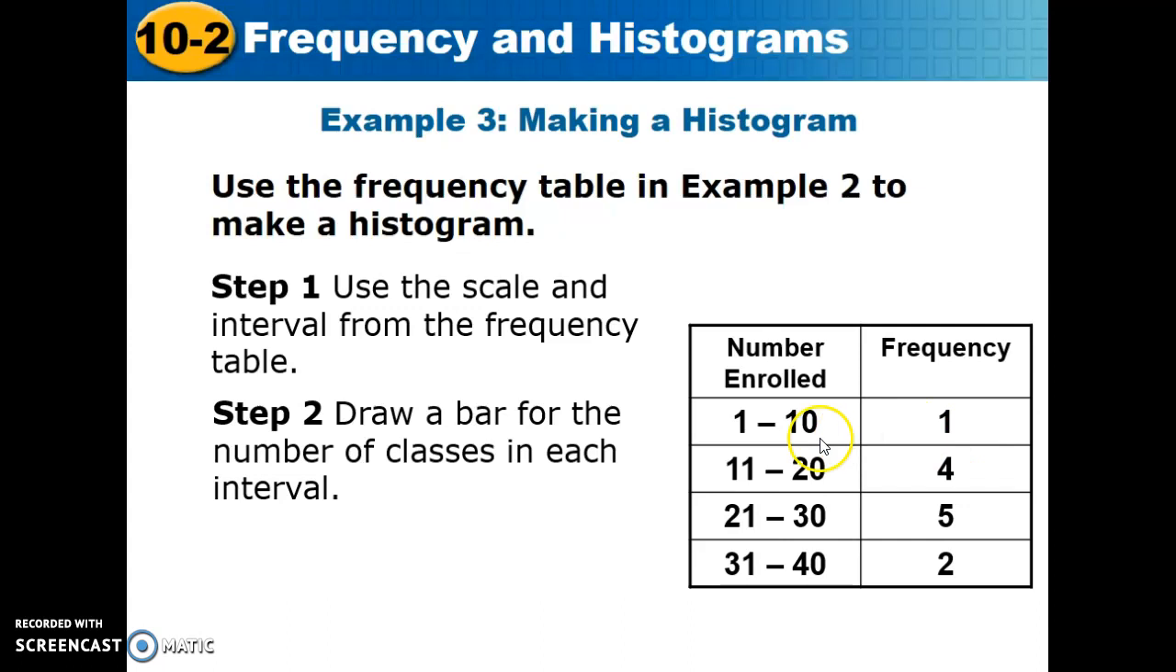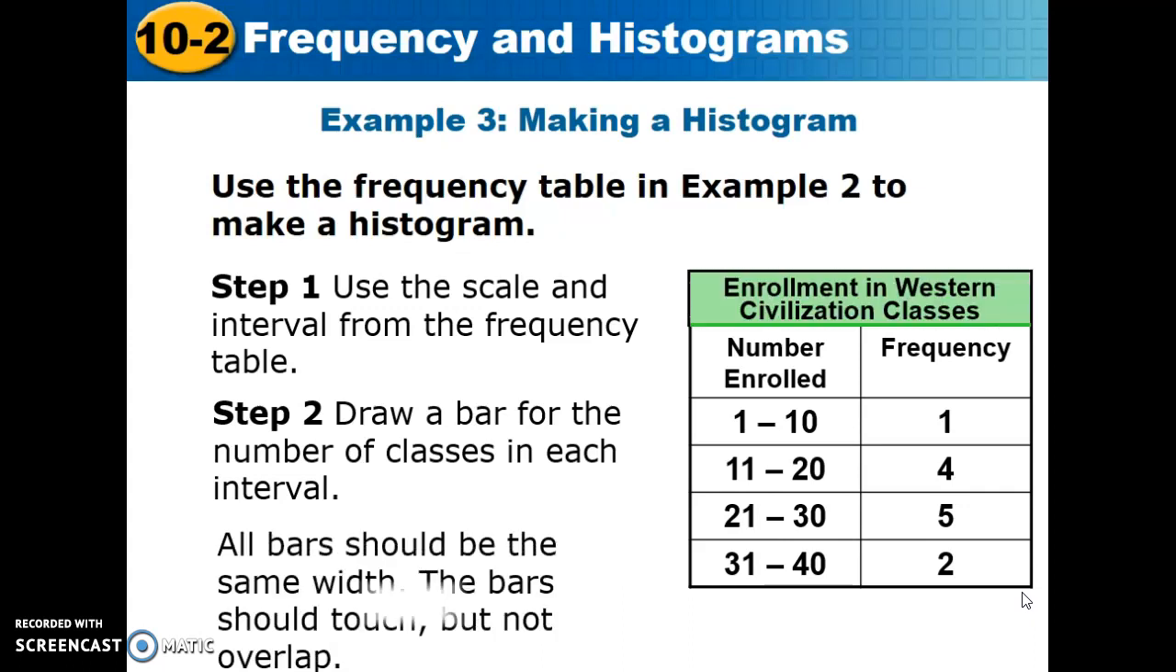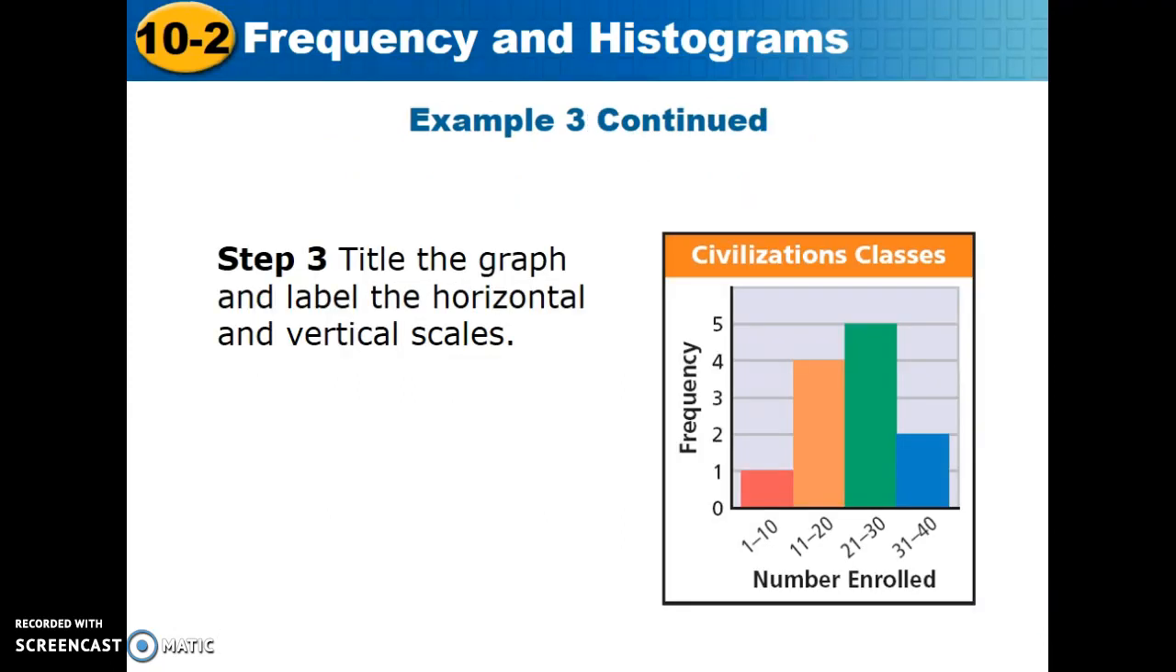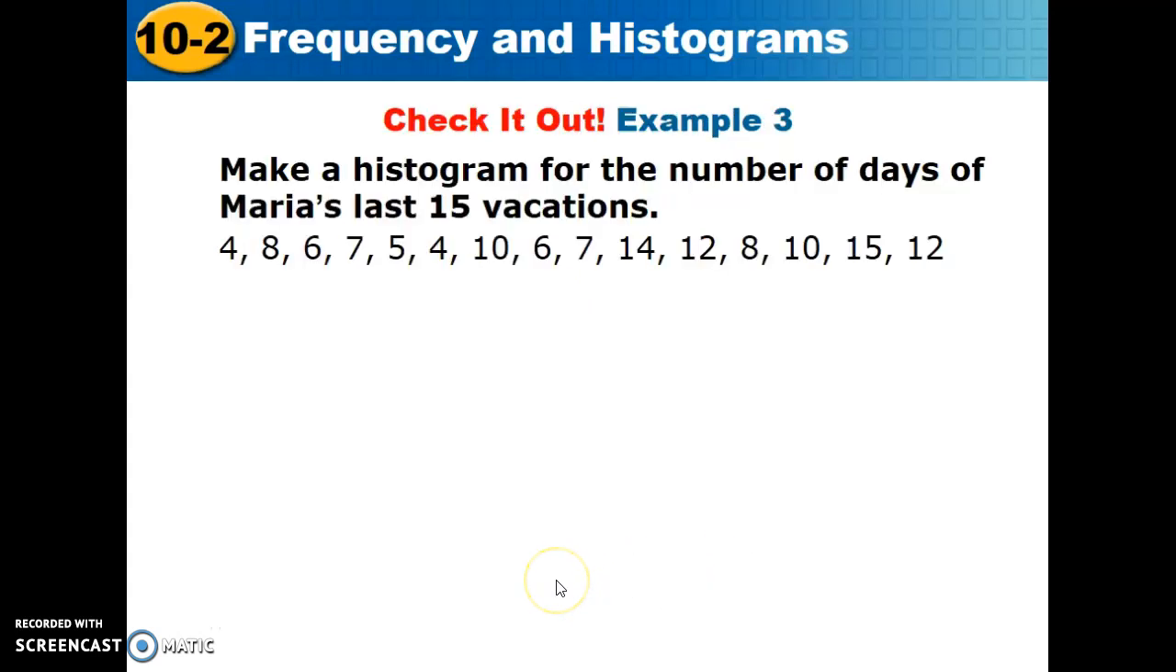So here's our frequency table. From 1 to 10, we had 1, 11 to 20, 4, etc. Here's our title. All bars should be the same width. They should touch but not overlap. So here we can see the frequency table brought into our histogram, and we can see that same data. From 1 to 10, we had one number that occurred. From 11 to 20, we had 4, 5 for the 20s, and 2 for the 30s.